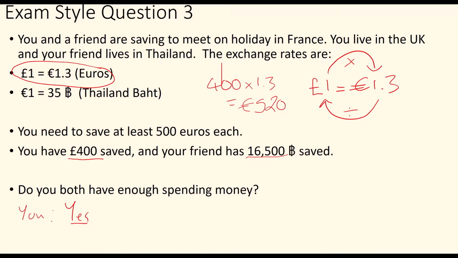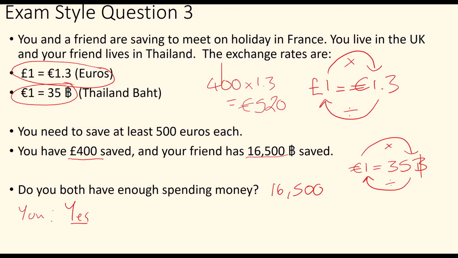Let's now talk about your friend. 16,500 bahts, and we need the other remaining conversion factor. So let's write it out. Love that symbol. Let's do the circle. We want to go from the bahts to the euro, so this time we're going to be dividing. So 16,500 divided by 35. This is not going to be a nice number. Certainly not a whole number.